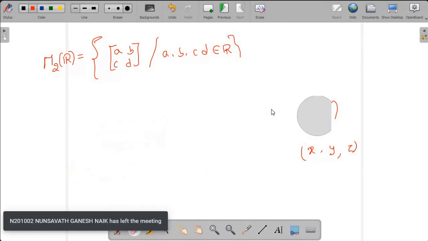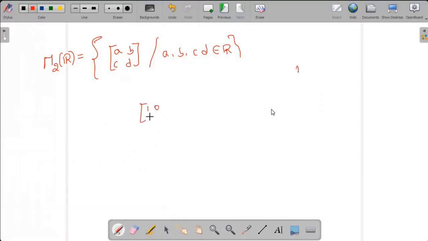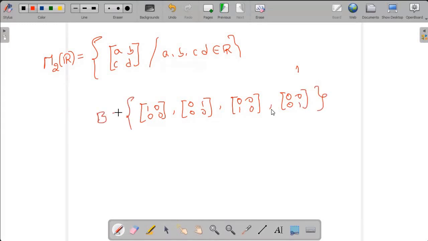Similarly, to write a matrix you need to know all these 4 elements. If you look at the basis set, it will contain these matrices. Any 2x2 matrix can be written as a linear combination of these matrices. These are the 4 matrices which give you the basis of M2. You can check this set is linearly independent and moreover it is a basis, it spans the entire M2. Okay, so therefore the dimension of M2 over the field of real numbers is 4.